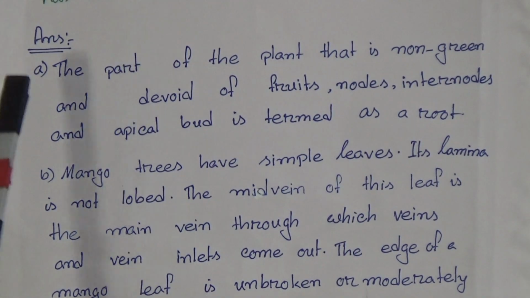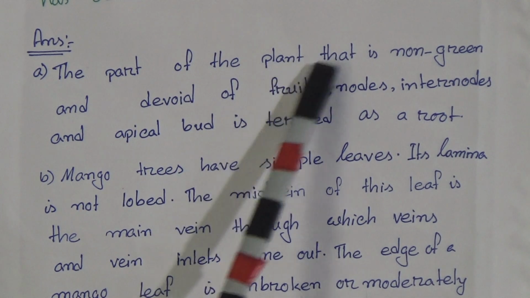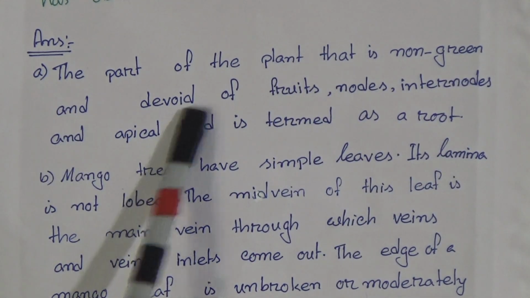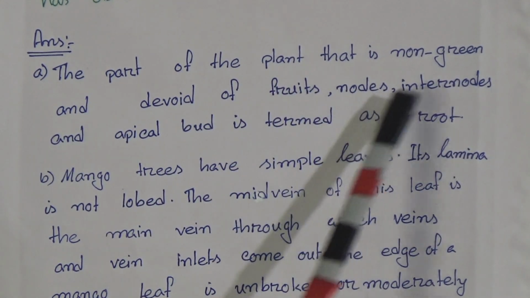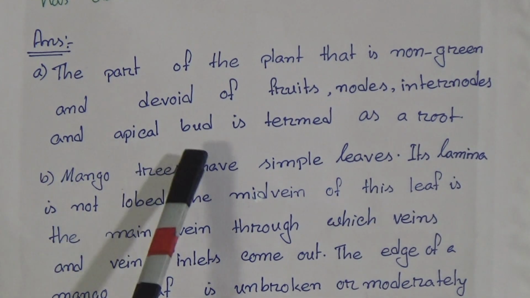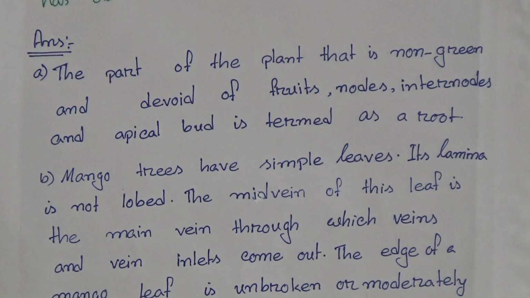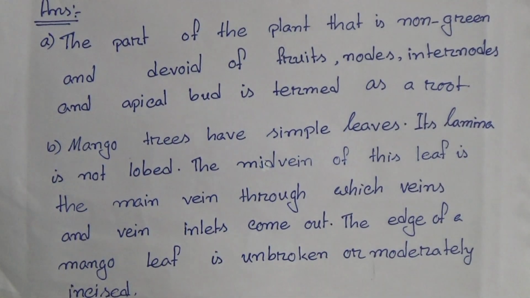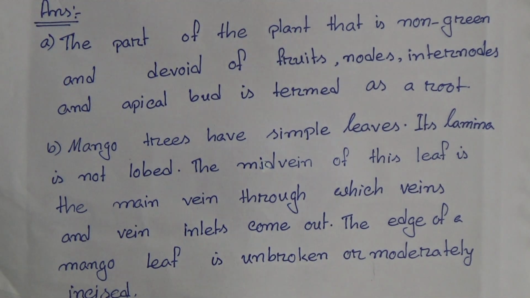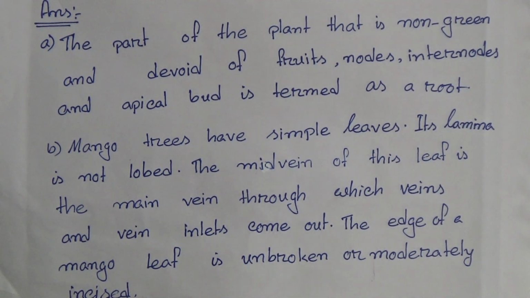Now answer. Question answer A. Question is, what is root? The part of the plant that is non-green and devoid of the fruits, nodes, internodes and apical bud is termed as root. So root is the thing which is non-green and it has no fruit, nodes and internodes and apical buds. That's why it is called root.